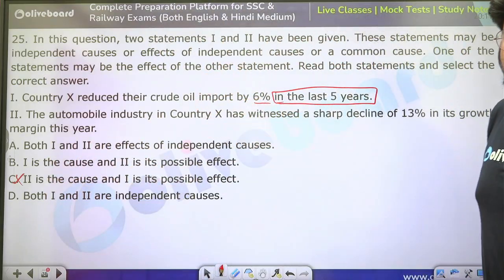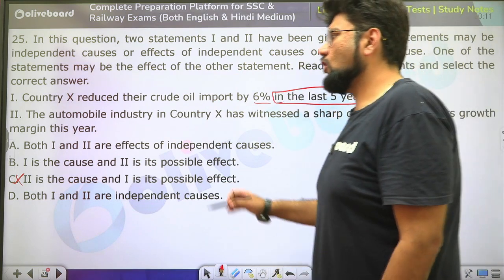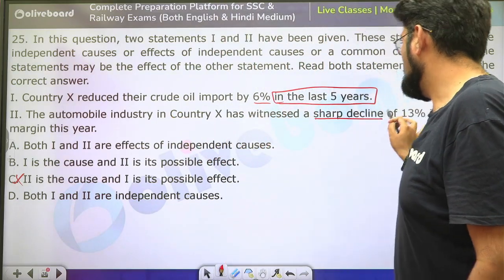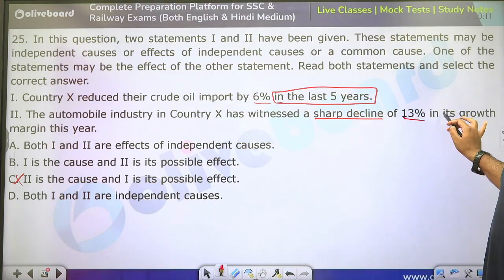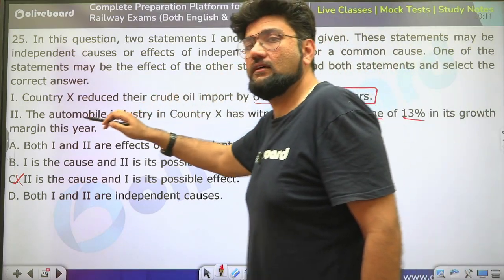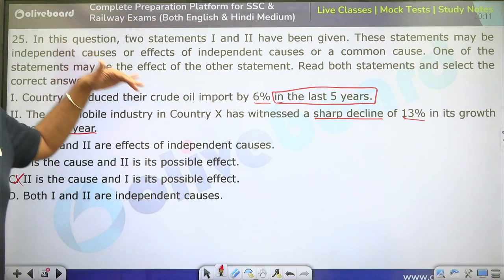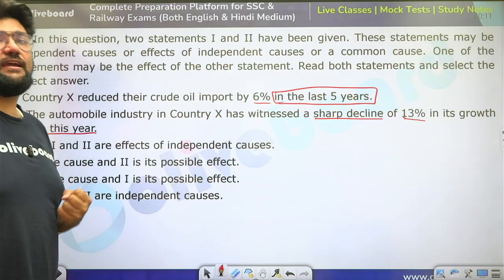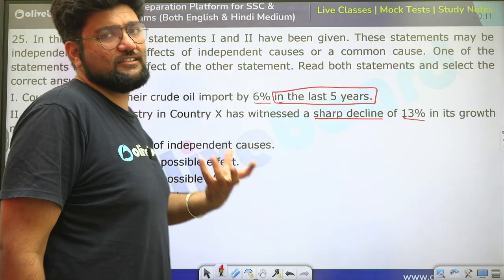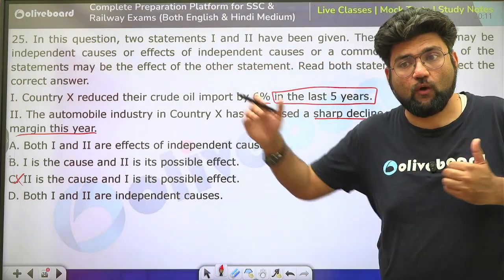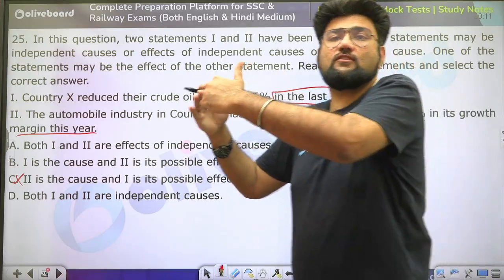Read the other one independently. The automobile industry in country X has witnessed a sharp decline of 13% in its growth margin this year. That does not mean that the automobile sales have declined sharply. What they're trying to say is if the growth margin was, let's say 40%, it is now 27%, but it is still growing. The rate of growth has slowed down.